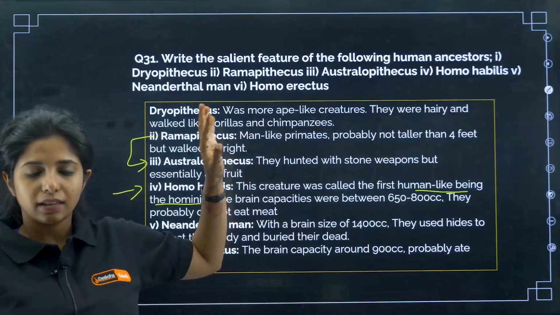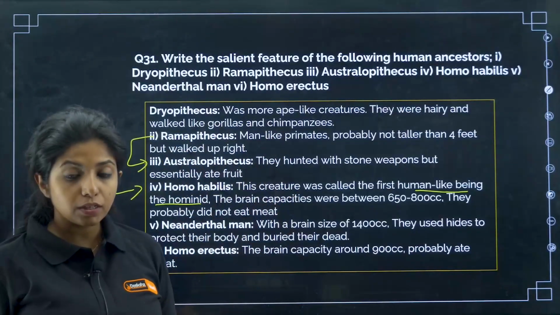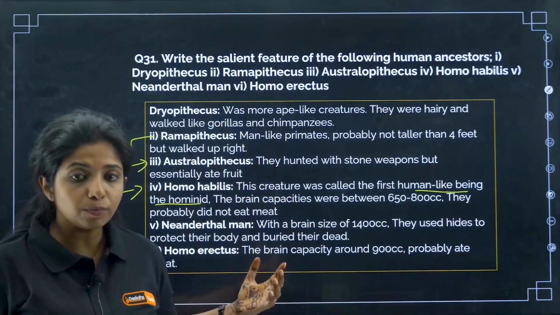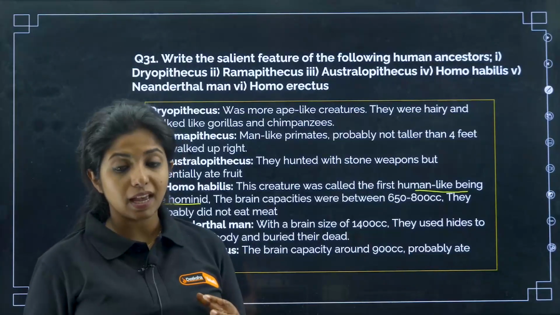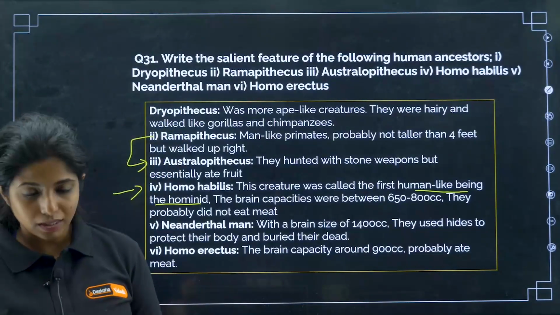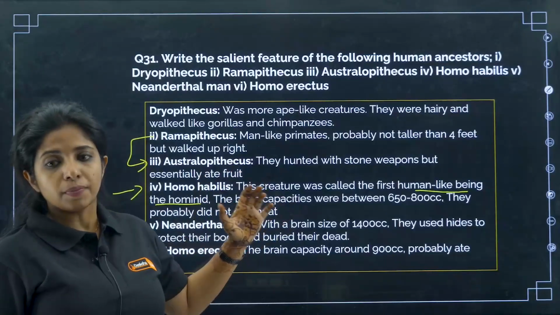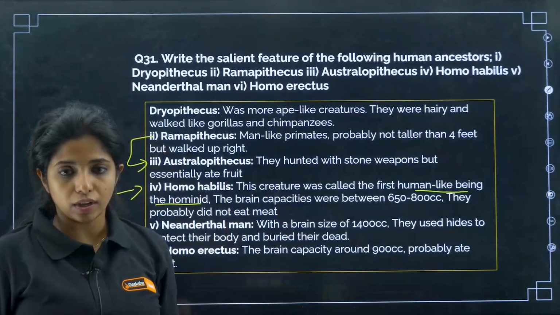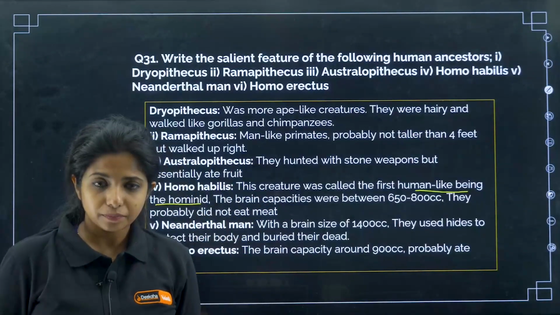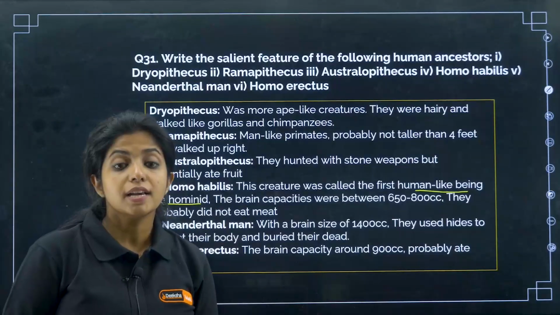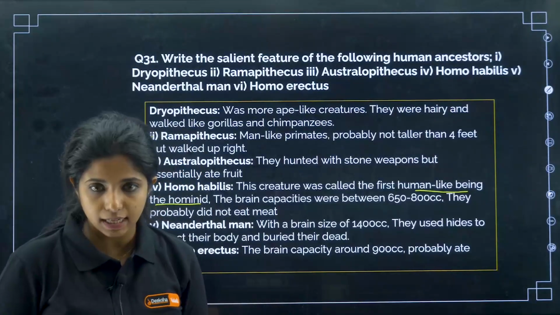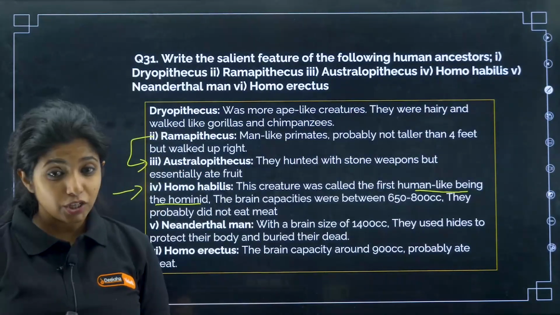So Dryopithecus, more ape-like features. Ramapithecus, more man-like features. Australopithecus, they hunted with stone weapons and they basically ate fruit and things like that. Homo habilis, which are more related to Australopithecus, these creatures were the first human-like beings. Okay, they are called hominids. And the brain capacity was what? 650 to 800 cc. They did not eat meat, my dear children.